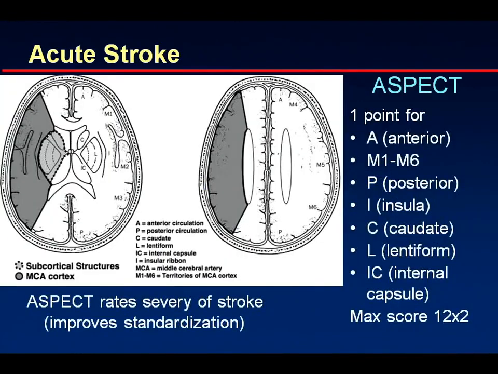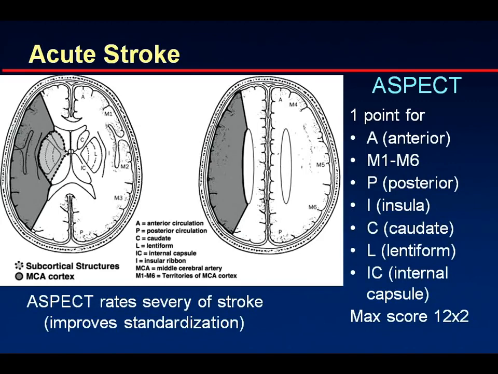Now, in order to get a little bit more standardization into this mess, people came up with the ASPECT score, which basically scores the territories. You get 1 point for every territory, and because the MCA territory is so huge, you get more points for that. You get actually 6 points for the MCA territory. And you can see M1 is here, 2, 3, 4, 5, 6.